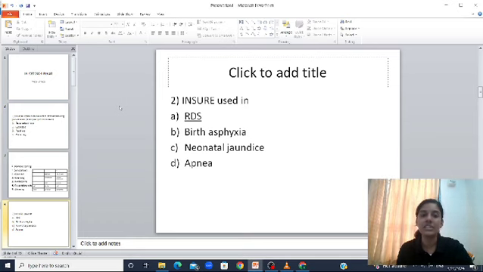Next question: the INSURE technique is used in which of the following? Option A, RDS; B, birth asphyxia; C, neonatal jaundice; D, apnea. INSURE is a technique mainly used to give surfactant. INSURE means intubate, give surfactant, and extubate. It is mainly used for a child with respiratory distress, mainly hyaline membrane disease in preterm children. The hyaline membrane disease terminology is now respiratory distress syndrome, that is RDS. So the INSURE technique is used in RDS.